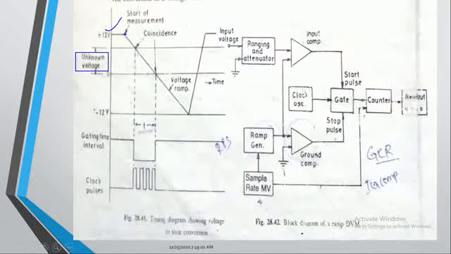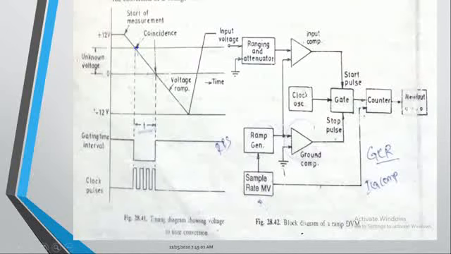I'm generating the ramp signal, which means it is linearly decreasing. As I told you, one is a known signal and the other is an unknown signal. These two signal amplitudes are continuously compared. The ramp signal, which is the known signal, is reducing linearly from 12 volts to minus 12 volts.